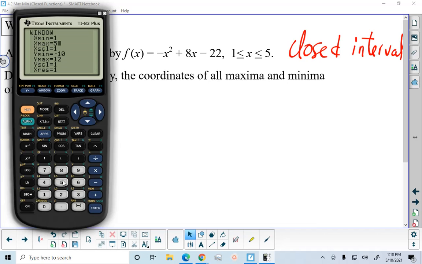Well, I'm going to go to my table, and I'm going to explore using my table what the y values are in that domain. The y values for min and max that I have in here are just from some other thing that I was working on. It doesn't matter. So I'm going to set up my table to start at 1, and I'm going to go up by 0.5. And when I look at my table, I can see that when x is 1, which is at the beginning of this graph, y is negative 15, and y increases and increases, and then when it gets to 5, y is negative 7.